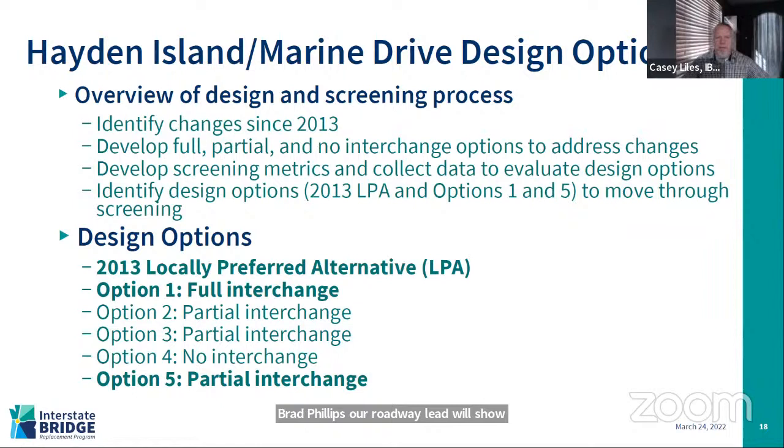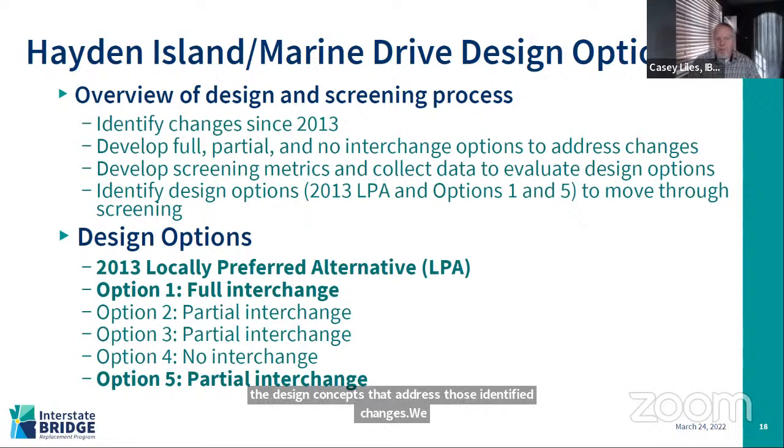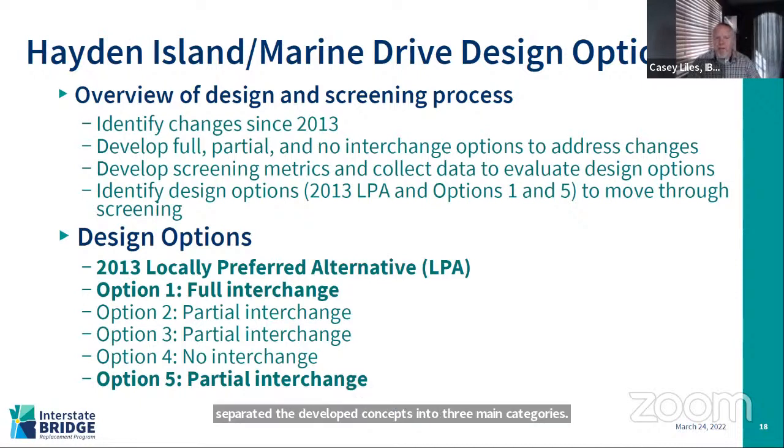So our process has included identifying changes in the program area since 2013, including contextual and physical changes. We work with partners and communities to identify the design concepts that address those identified changes. We separated the developed concepts into 3 main categories, and those include a full interchange on Hayden Island, a partial interchange on Hayden Island, and no freeway interchange on Hayden Island. Please note that while these category names only refer to the Hayden Island interchange, the design options include improvements in the large complex of interchanges that constitutes the local connectivity in Oregon between both Hayden Island and Marine Drive areas, both the local connectivity and the interchange interactions.